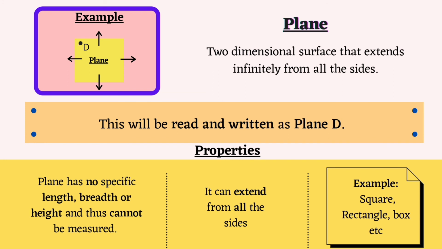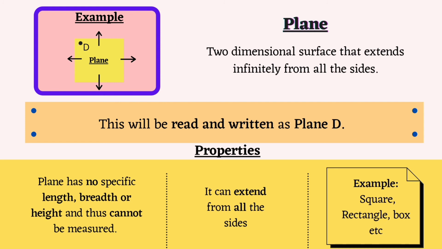Now the last concept of this video is plane. Plane is any two-dimensional surface that extends infinitely from all sides. Now what is two-dimensional? It means, for example, when you look at the example of the plane over here, you can see the length and breadth but not the height or the depth. Thus, this makes this figure a two-dimensional figure. So, plane is something that has the length and the breadth but does not have any fixed measurement because it can be extended from all the sides.